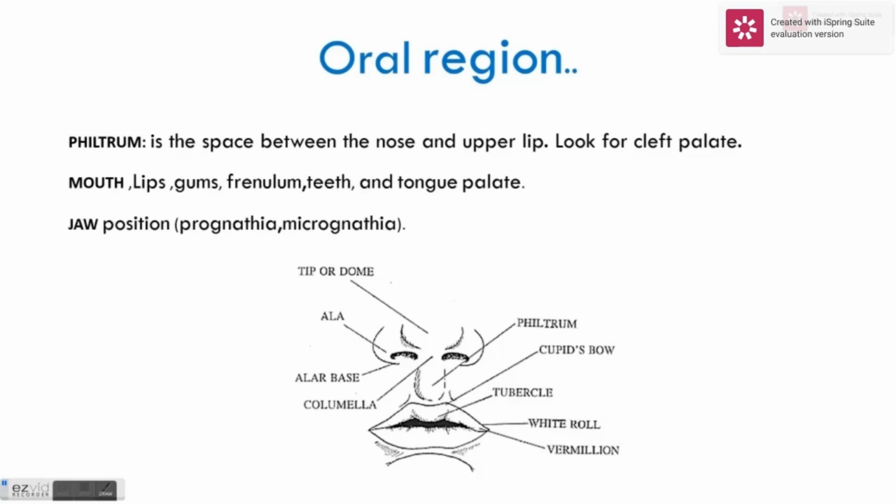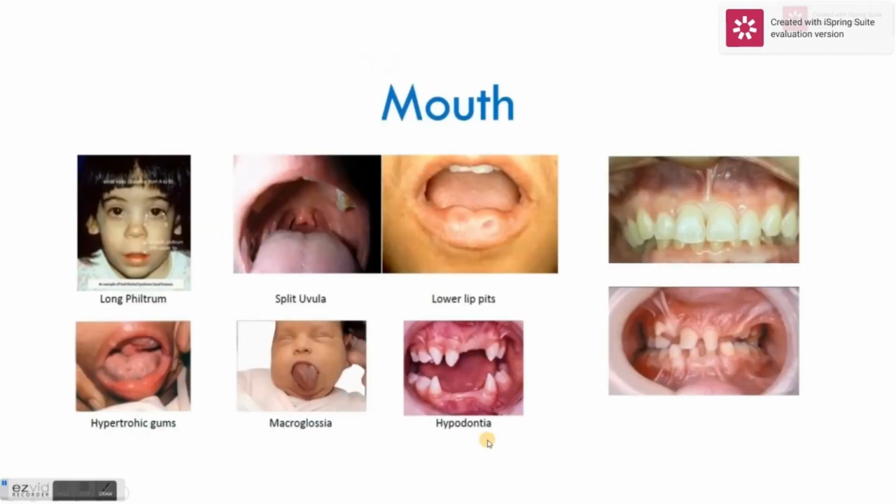Now the oral region, so you have the philtrum, which is the space between the nose and the upper lip, and you look at the lip itself, the jaw. Then you open the mouth, look for the palate. Sometimes you can see bifid uvula, which is an indication of a mild degree of cleft palate. These are the pits we talk about, like in Van der Woude syndrome.